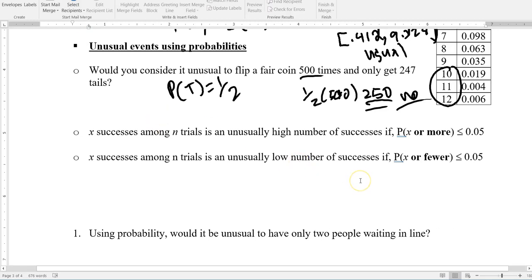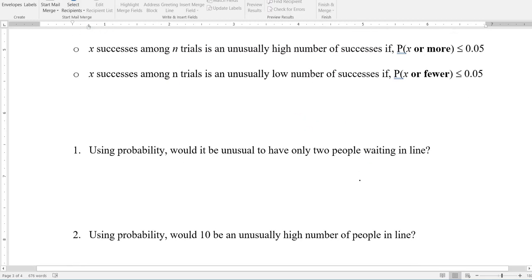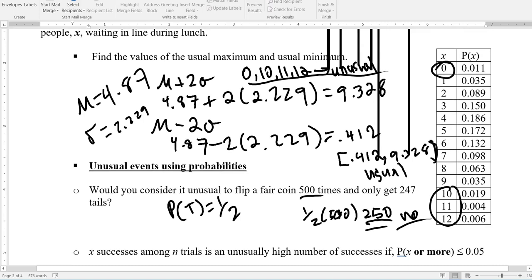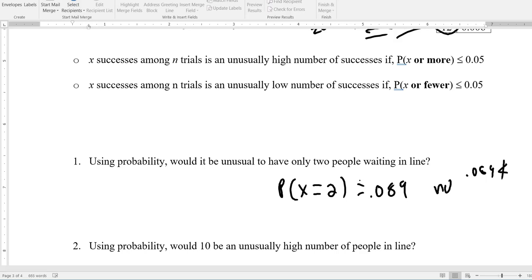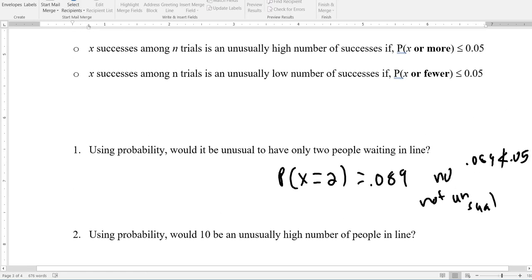Is it unusual to have only 2 people waiting in line? Well, based on our example, what is the probability of x equaling 2? Well, 0.089. Is that less than 5%? No, it is not. It's not less than 0.05. So it is not unusual using our probability rules. That's not helpful.